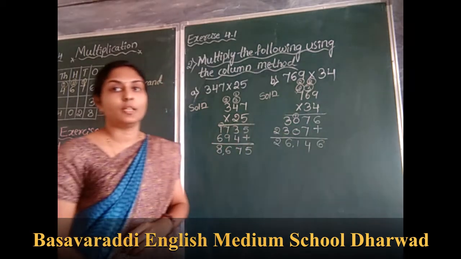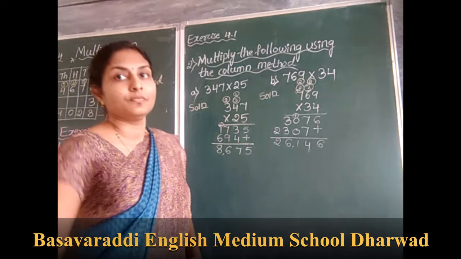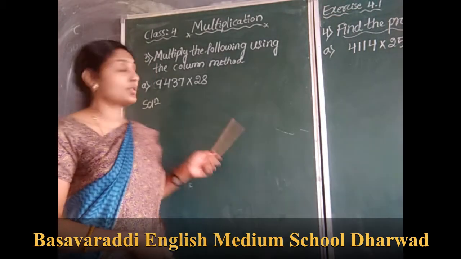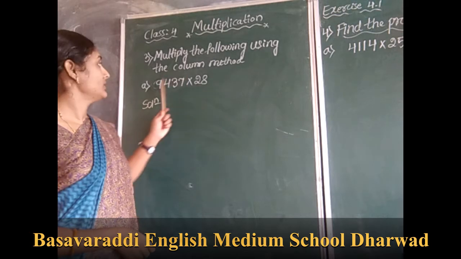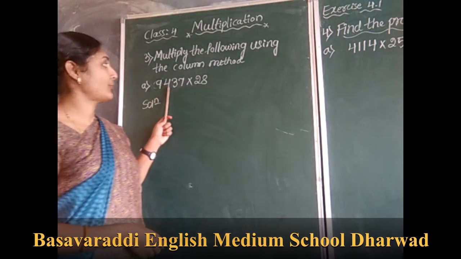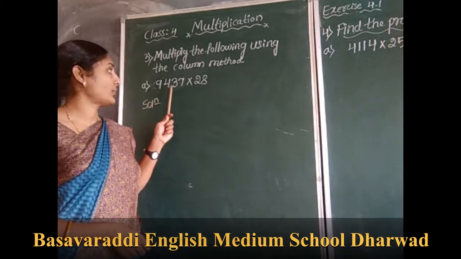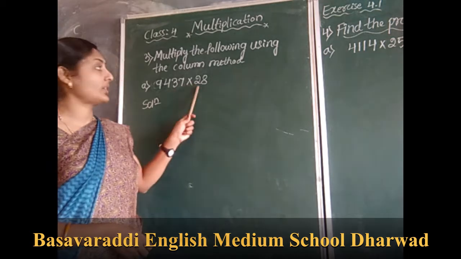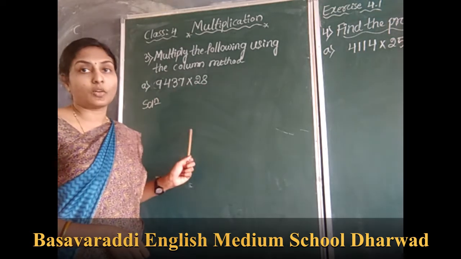Next, one more main problem there. So okay, what is the third question? The third question is multiply the following using the column method. Let's read the number: 9,437 into 28. So 9,437 is the multiplicand, the 28 is the multiplier. So we have to find out the product there.